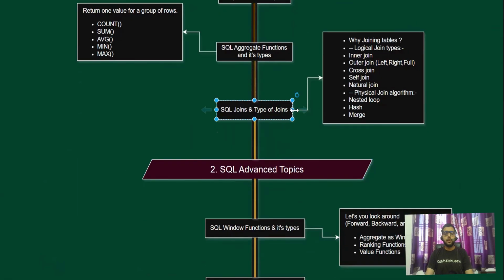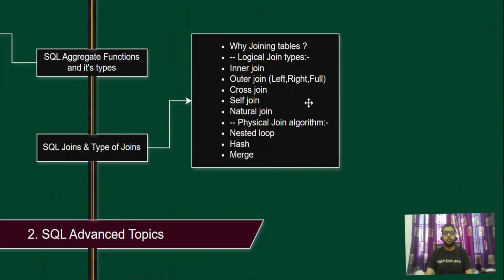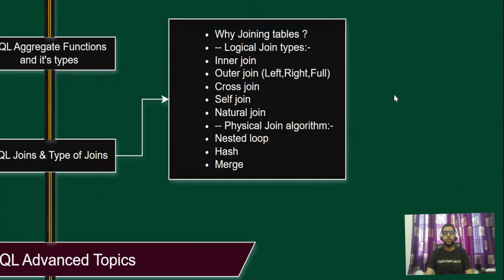Then here comes the last topic of our first category, which is SQL joins and types of joins. So basically in day-to-day use, we mostly use inner joins and outer joins. But from the interview point of view, there are a lot of other types of joins which are important and can be asked in the interview. So we will see each of them in detail.